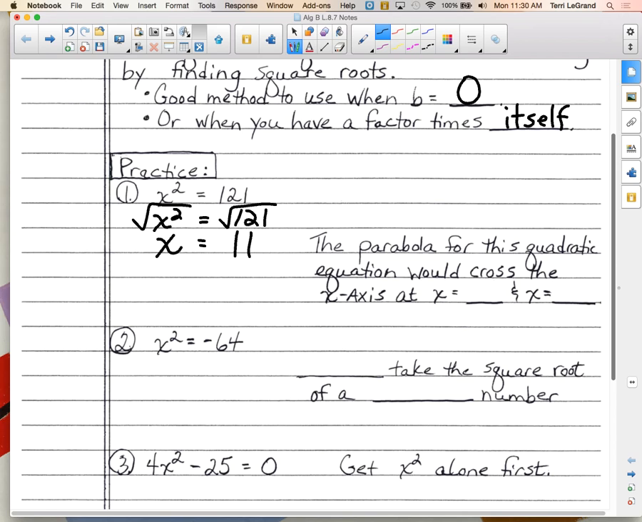No? I want everybody to go grab a calculator in the back. Let's go grab a calculator. I want everybody to have a graphing calculator.